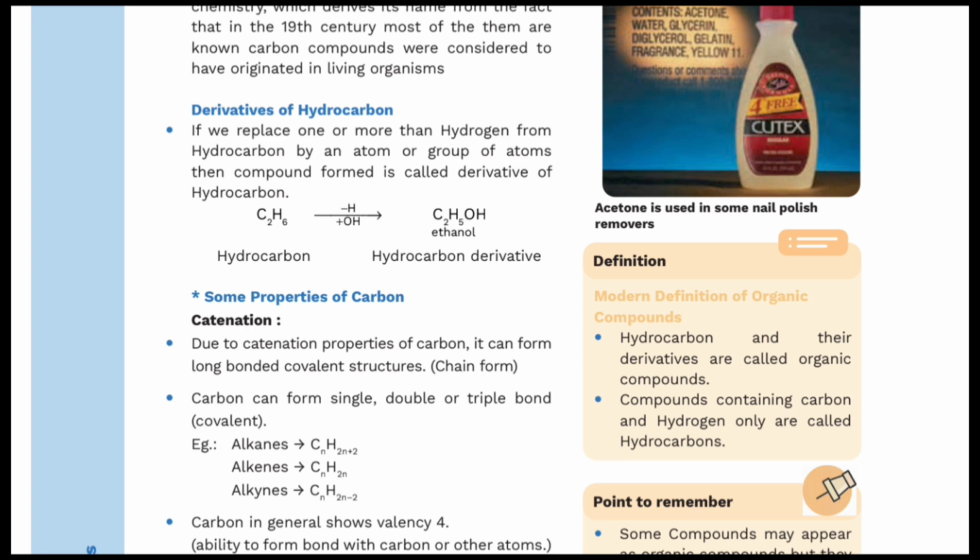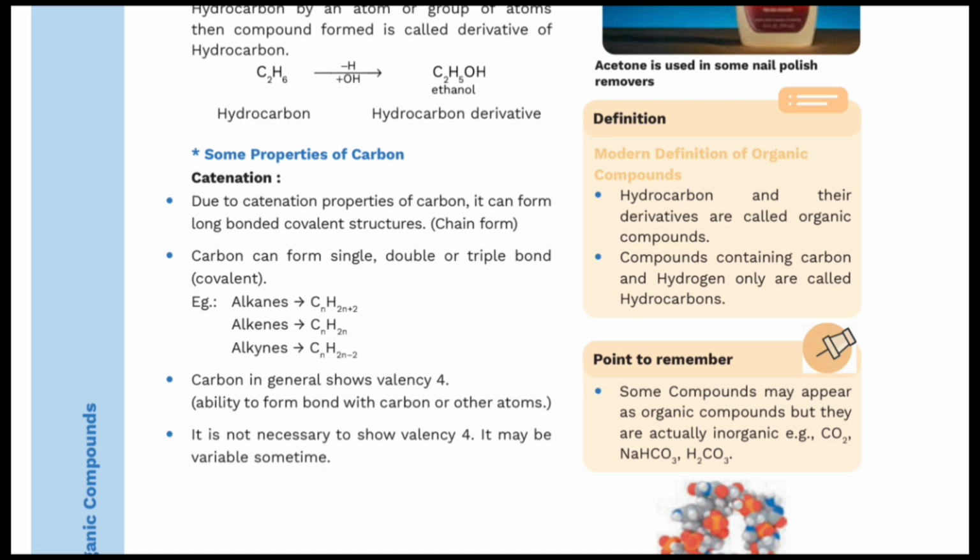Okay, some properties of carbon. Carbon shows catenation, like it forms long chains by forming covalent bonds. That is called catenation. Carbon can have single, double, and triple bonds. Like in alkanes we have single bonds, in alkenes we have one double bond, and in alkynes we have one triple bond.